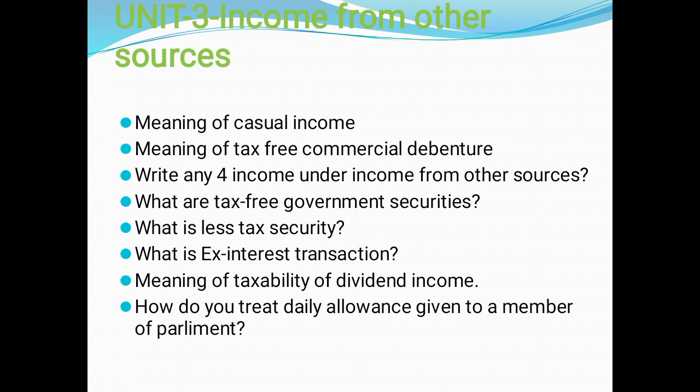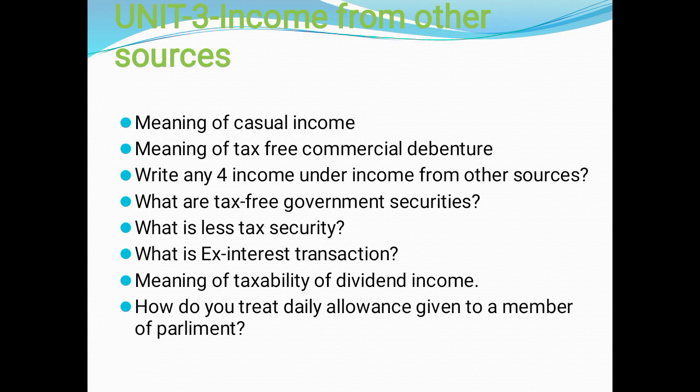So again, the meaning of tax free commercial debenture. What is the meaning of tax free commercial debenture? You have to write it, they may ask. Or else, what are the tax free government securities? There are certain securities which do not have any tax, where it will be deducted at the source and there won't be any tax on it. So what are the tax free government securities, you can identify.